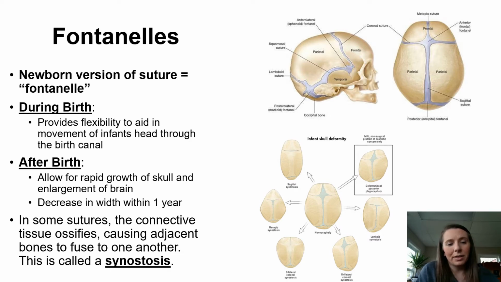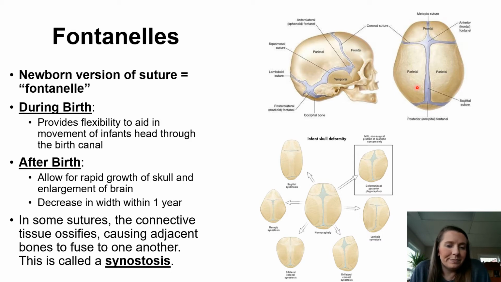And then after birth, the fontanelles allow for the skull to grow really rapidly, and this is the major point at which the brain is growing. And so over time, usually within 1 year, these fontanelles are going to significantly decrease in their width, and by approximately 2 years old they begin to fuse together and become the sutures of the adult skull that we learned about.